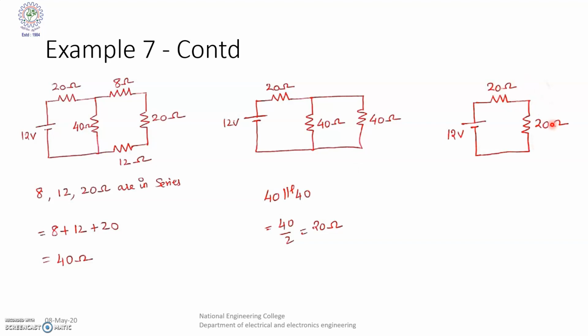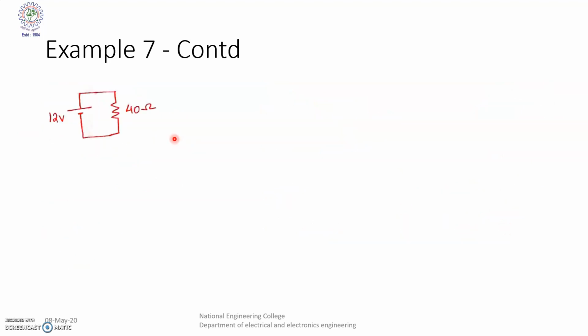Here 20 ohm and 20 ohm both are in series, so the equivalent resistance will be 40 ohm. So this is our equivalent resistance. So we have found the R equivalent.